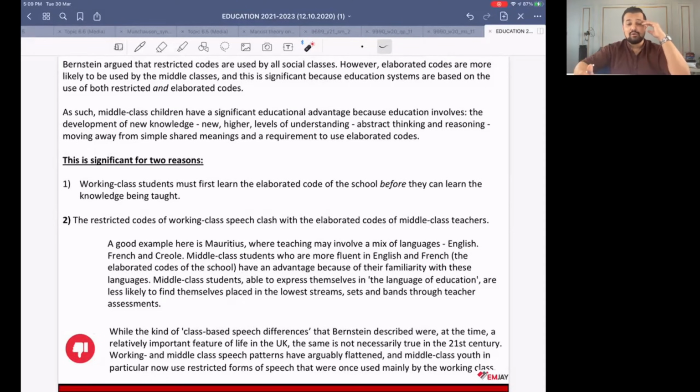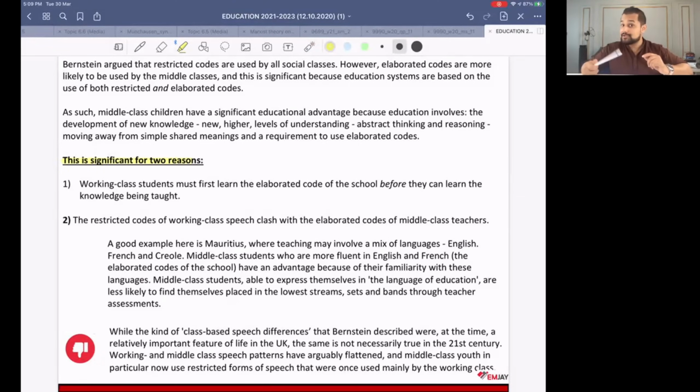Get it? Now, moving on. How is this significant? We talk about two reasons behind the significance of these codes. First, a working class child has to learn the elaborated code and then progress, whereas a middle class child usually is well equipped with the elaborated code beforehand.